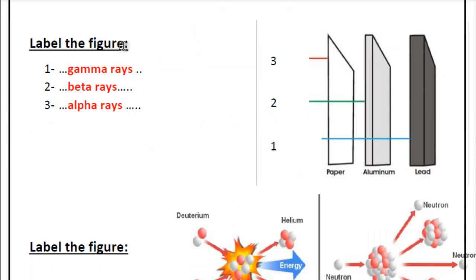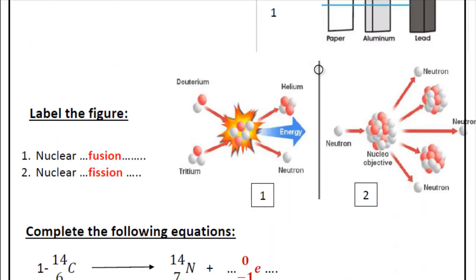Here, label the figure. We have here number 1, 2, 3. Number 1 will be gamma, the most penetrating, gamma rays. Number 2, the beta rays. Number 3 will be alpha rays. Label figure number 1 and number 2. Here is the combining of two nuclei together, so it will be nuclear fusion. But the splitting of the nuclei will be nuclear fission.